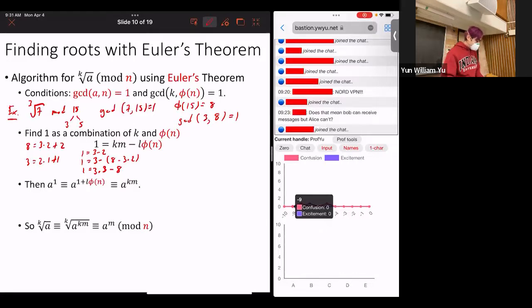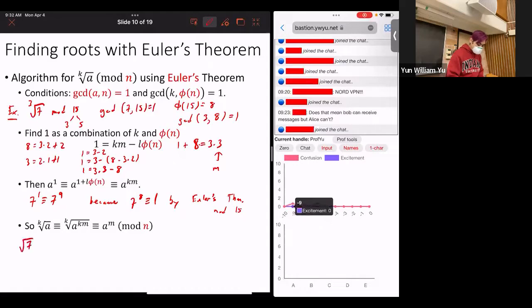But then what that means is you can rewrite things. So that means that 1 plus 8 is equal to 3 times 3. And one of these 3's here is the m. And then you can rewrite using Euler's theorem that 7 to the 1 is then congruent to 7 to the 9, because 7 to the 8 is congruent to 1 by Euler's theorem, and because this is all mod 15. And then you just plug this in, and then the root is easy.